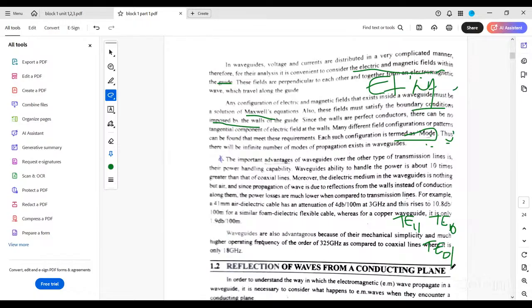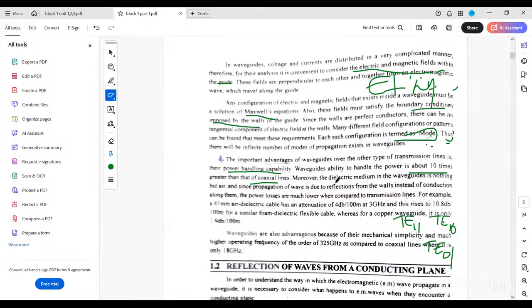Next, come to the fourth paragraph. What is given in the fourth paragraph is the advantages of the waveguide. They will ask a short question: explain the advantages of the waveguide. If they ask about the advantages of the waveguide, what is the first point we have to cover? It is used for power handling. For power handling issues, we are using these waveguides. That is the first point given here. It has power handling capability. This power handling capability is 10 times greater than coaxial lines.